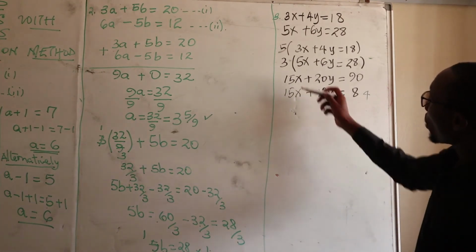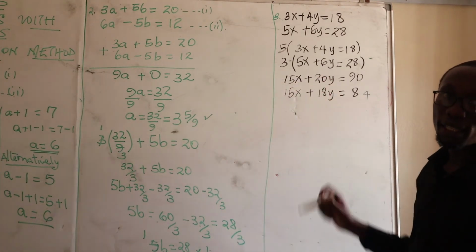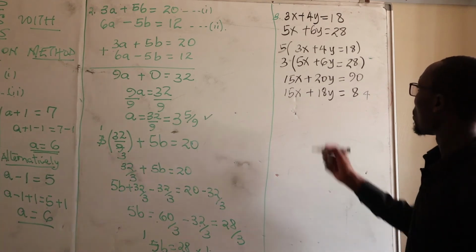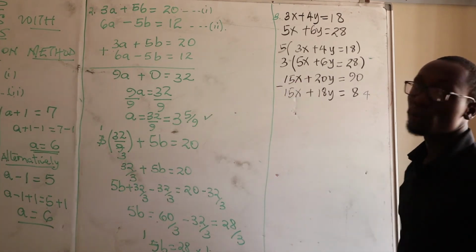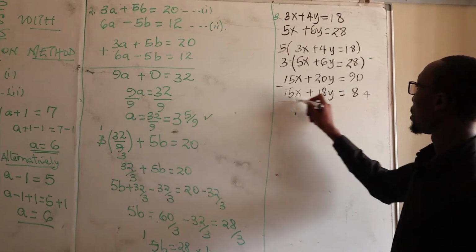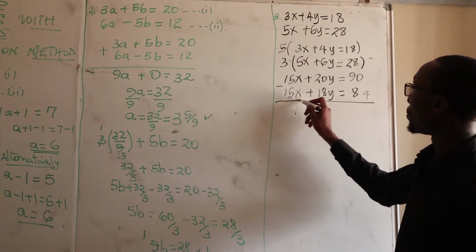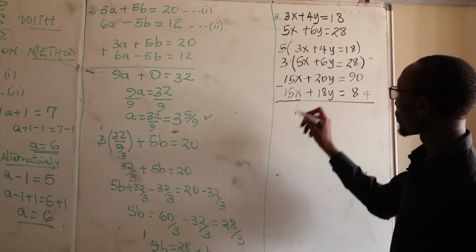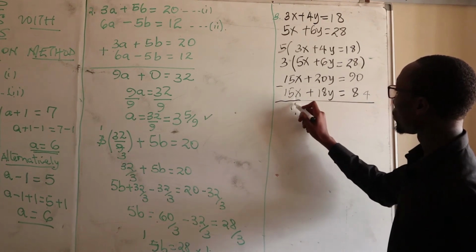Then now, you have two coefficients of x that are similar. So you can simply now do the subtraction. Since here, when you subtract 15x minus 15x, that will be equals to 0.